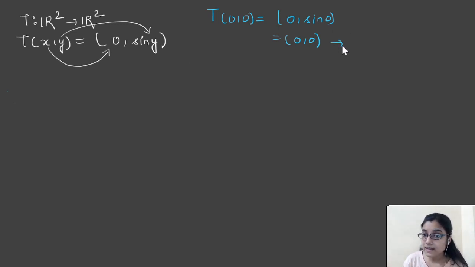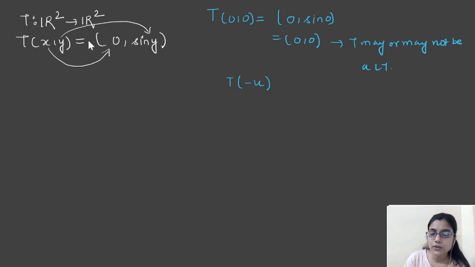So now in this case, T may or may not be a linear transformation. We will check it further. Or you can apply that condition also, like T of minus u. Fine. So from there also you will check that this condition is being satisfied. As such, there is no problem. So we will go through the definition now.